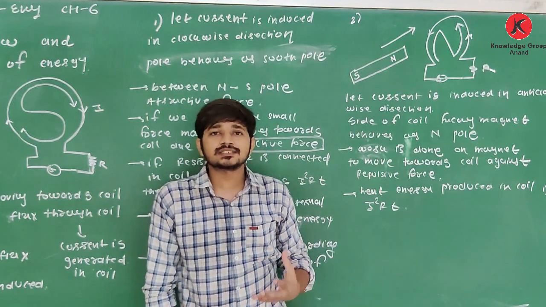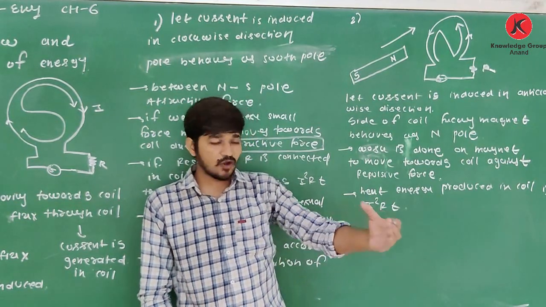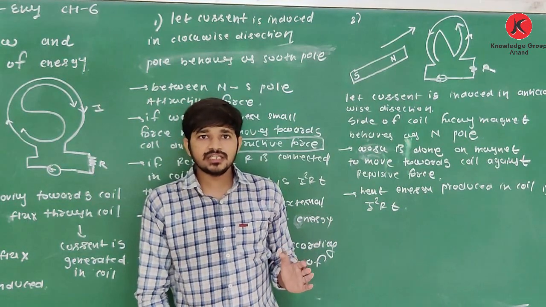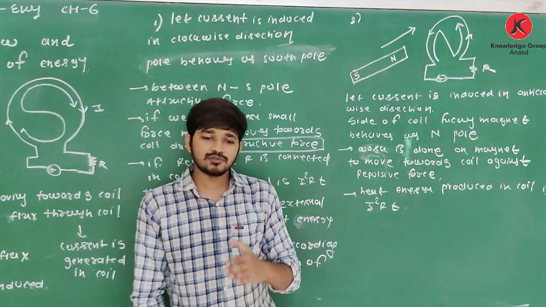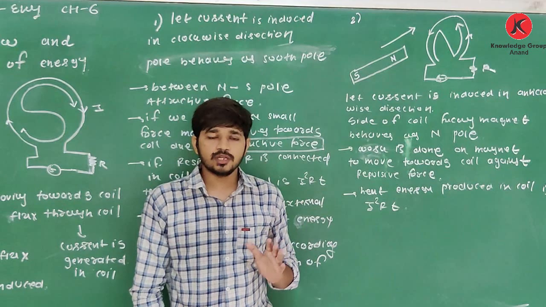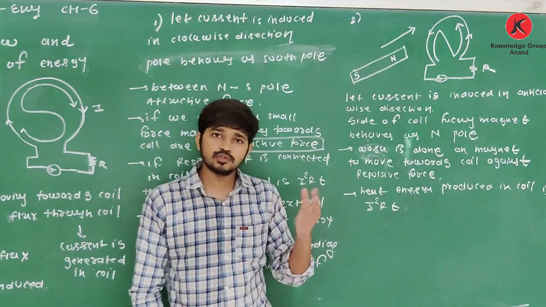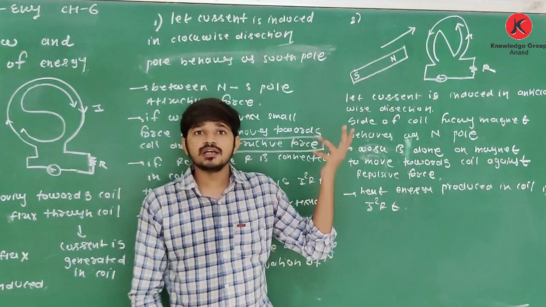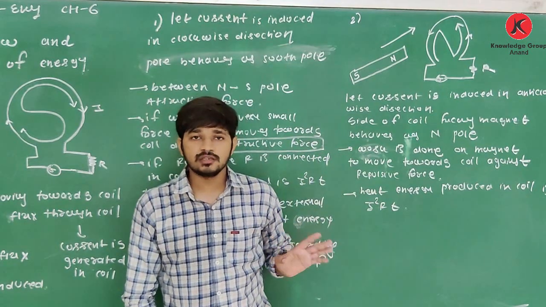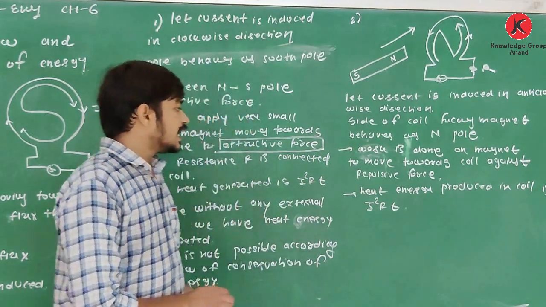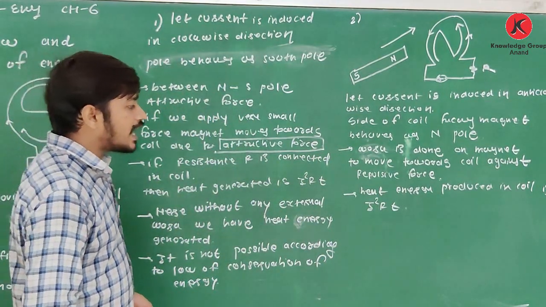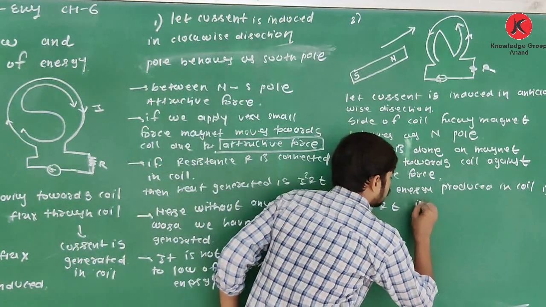So yes, it is the law of conservation of energy. Energy remains constant. It can be transformed from one form to another form. It is not generated and it is not destroyed. Clear about this? So yes, the heat energy produced in the coil, I squared R t, is due to work done.